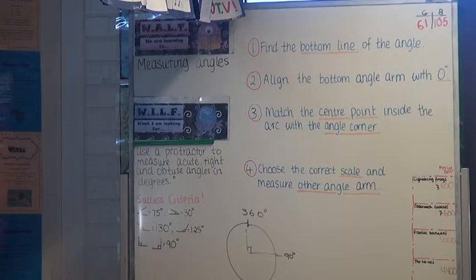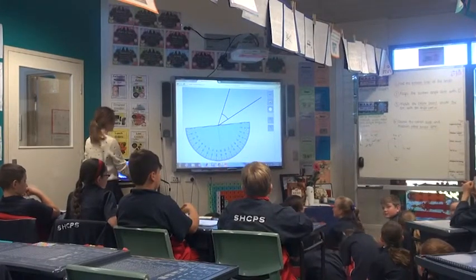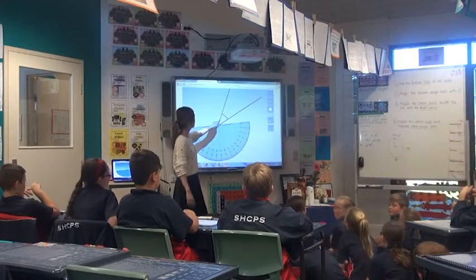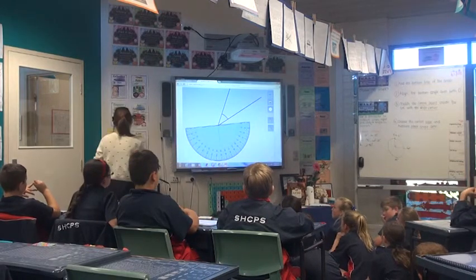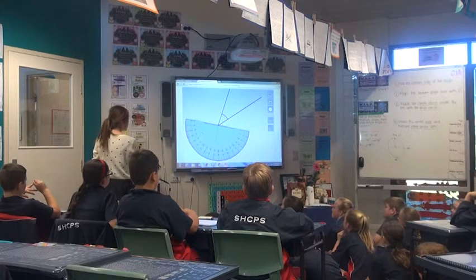You just find the bottom line. Find the bottom line of the angle. Is this my bottom line? It could be, but for this one, do you want to make it this one so it's easier, so you don't have to shift your page? Okay. What do I do next?